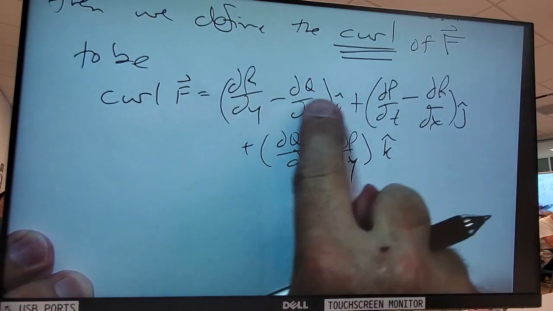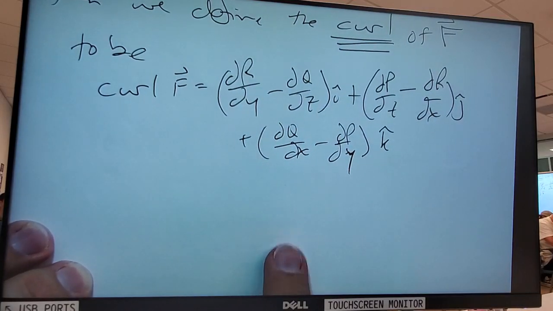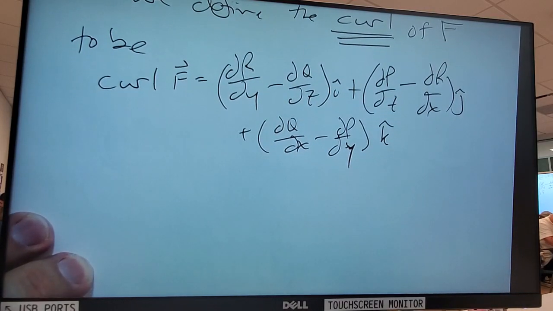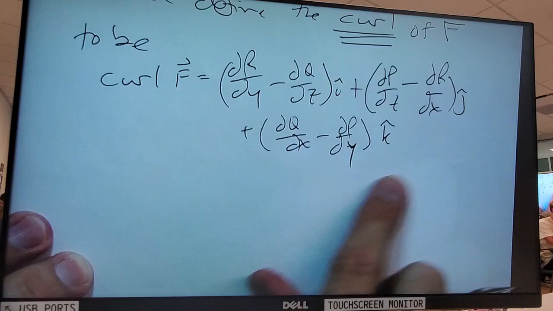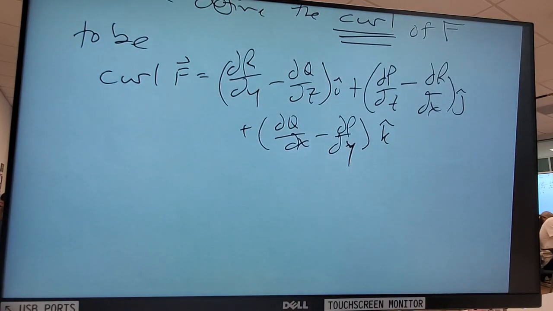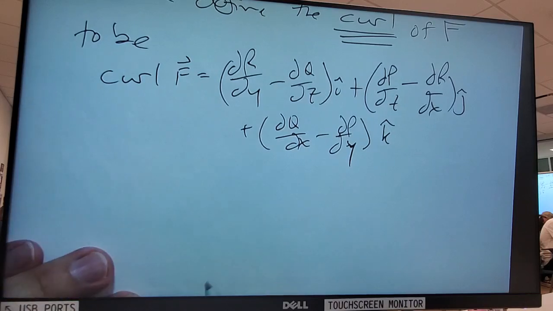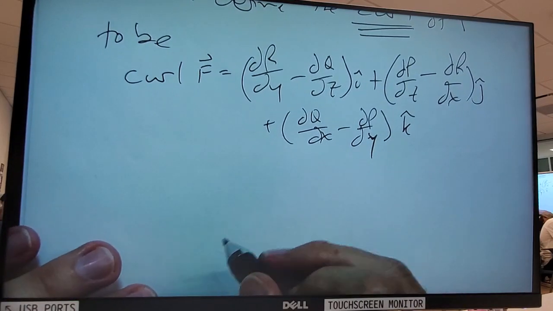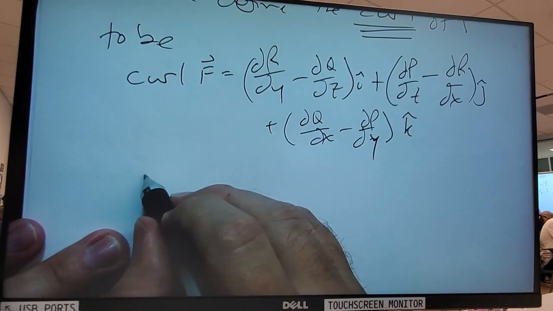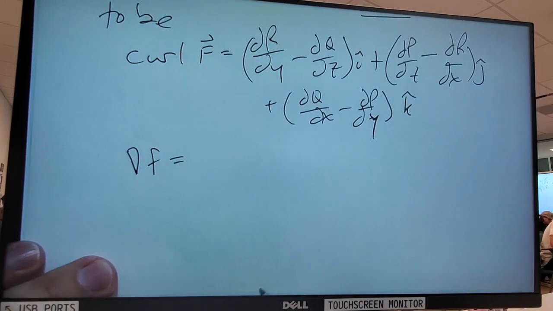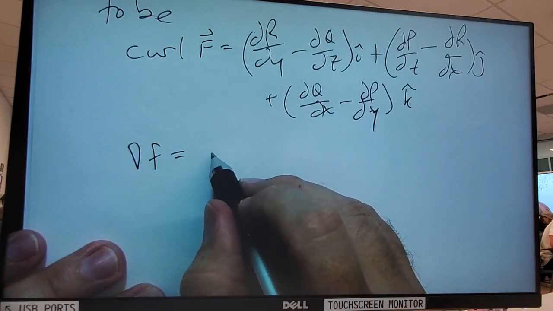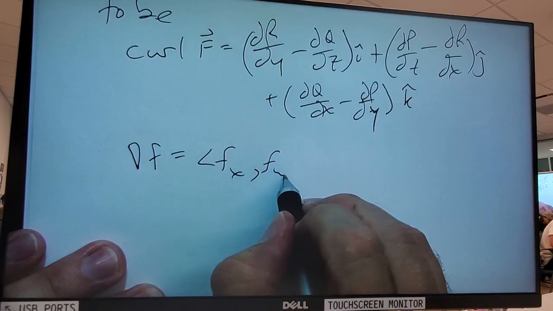Does this whole thing look like something else, potentially? Does that whole format of y piece minus z piece, z piece minus x piece, x piece minus y piece look like a cross product? So here's what it is. You ready? So remind me what del F is again? Yeah, so one way to write it is fx, fy, fz.